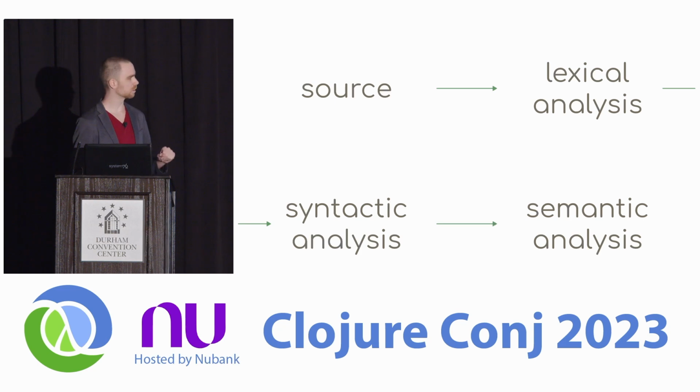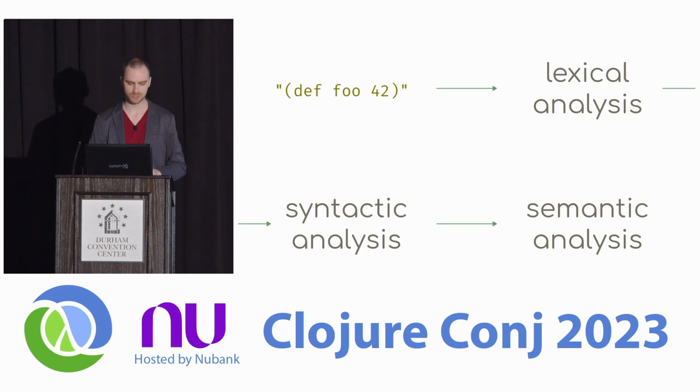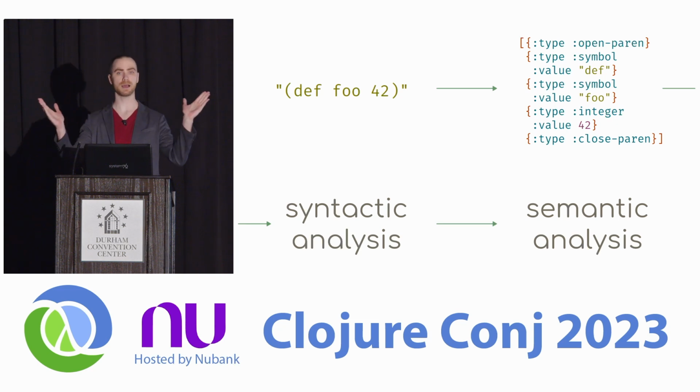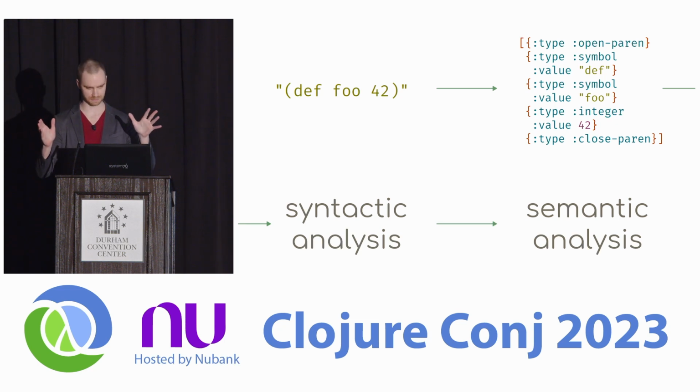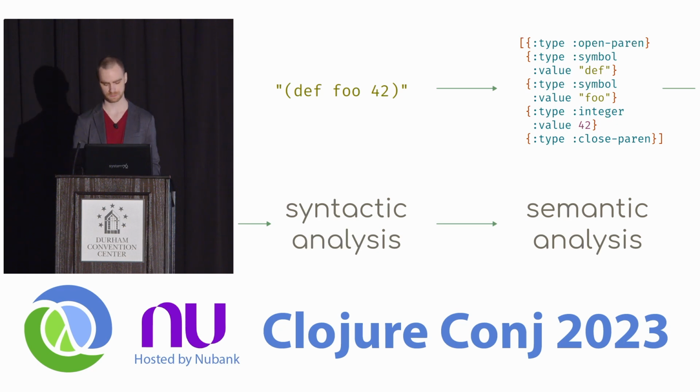Let me make this a bit more concrete. Now, given some source, we have here the string def foo 42. Note the shape here. This is a string. Now, when we tokenize this, it doesn't matter how deeply nested the source is. We're going to get a flat sequence of tokens.